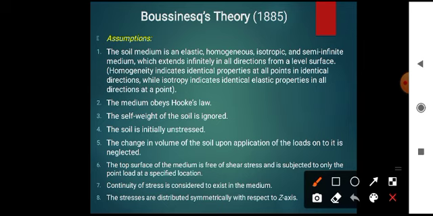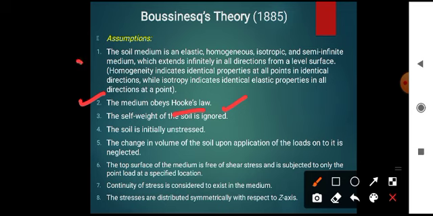The second assumption is that the medium obeys Hooke's law. As all of you know, stress is directly proportional to strain within the elastic limit, which is popularly known as Hooke's law. The same law can be applied in calculating the stress, or the settlement which comes with the applied stress. After applying the stress, we can have considerable settlement beneath a building, and that can be worked out with knowledge of Hooke's law.